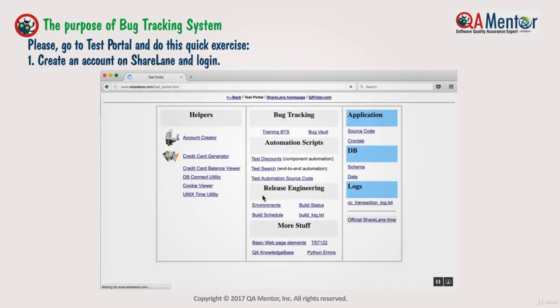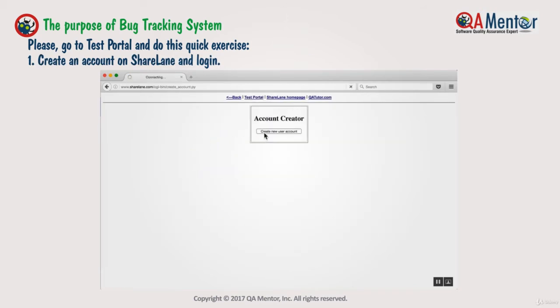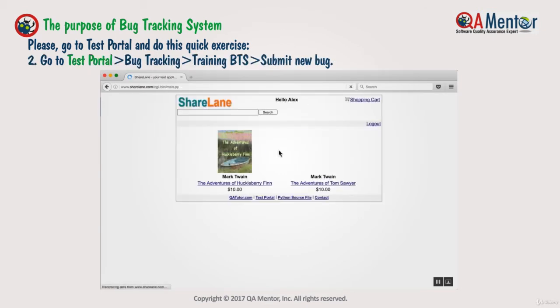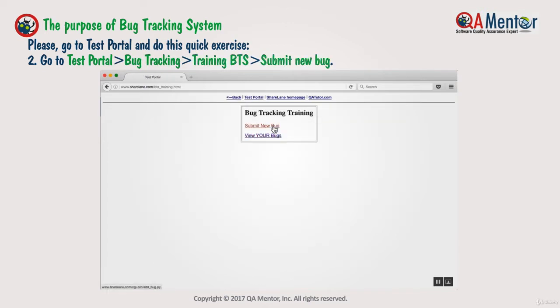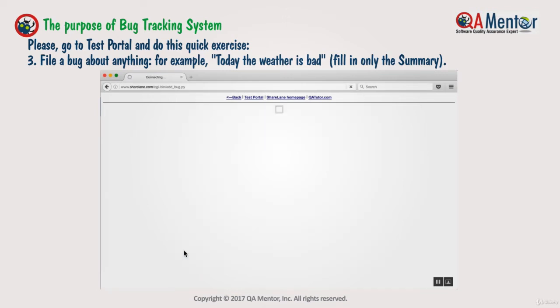1. Create an account on ShareLane and log in. 2. Go to Test Portal, Bug Tracking, Training BTS, Submit New Bug. 3. File a bug about anything. For example, today the weather is bad. Fill in only the summary.